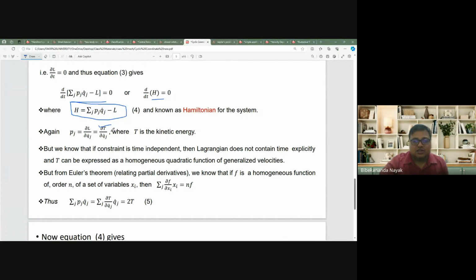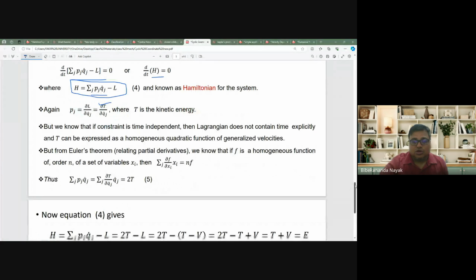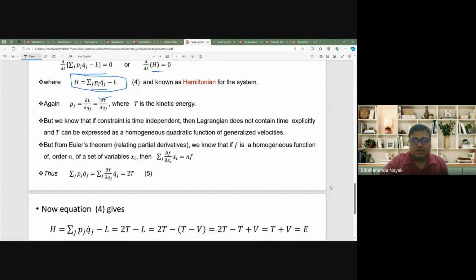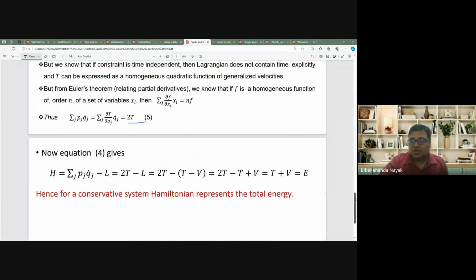If you calculate this quantity summed over Pj Qj dot, using Euler's theorem, as you found in your Class-2, this will be 2T. So H is equal to 2T minus L. But L is equal to T minus V. If you substitute all, you find H is equal to the total energy E. So for a conservative system, the Hamiltonian represents the total energy. H is equal to T plus V.